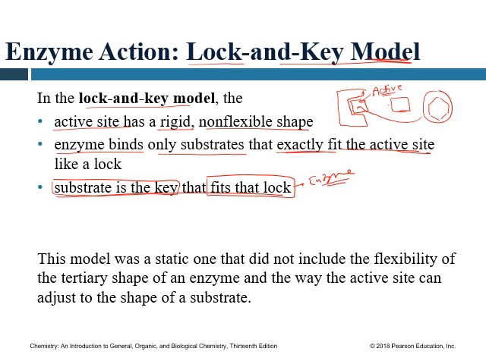Like you have only one key for one lock, similarly you can have only one type of substrate for each enzyme. And this model was a static one that did not include the flexibility of the tertiary shape of the enzyme. The active form of an enzyme is always a tertiary structure. And we already talked about enzymes being proteins, and the different structures of protein: primary, secondary and tertiary structure.